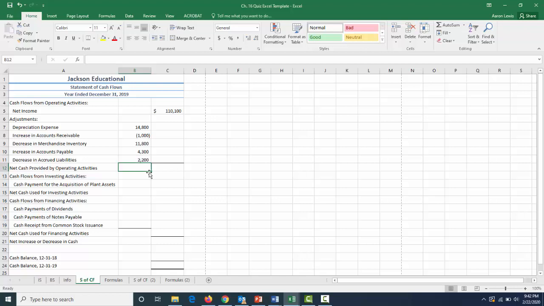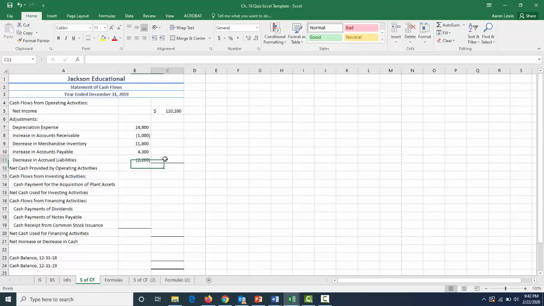Well, same theory here. If our accrued liabilities went down, we owe less money, which means we must have paid more things off in cash. So a decrease to accrued liabilities is also going to decrease cash flow. So let's just make that negative really fast. And now we've got a $2,200 decrease to cash flows.